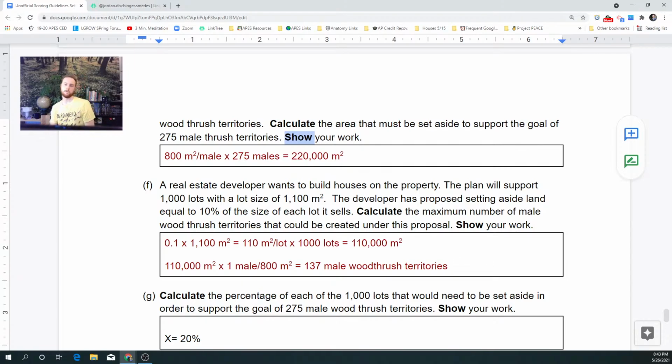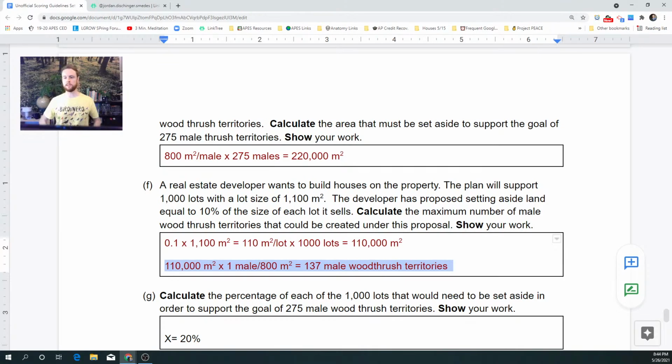Since we know that male wood thrushes require 800 square meters, we can multiply 110,000 meters squared by one male over 800 meters squared, but you do not need to set it up with dimensional analysis. You could just say 110,000 meters squared divided by 800 meters squared equals 137 male wood thrushes. If you just want to divide it like that, that's fine.